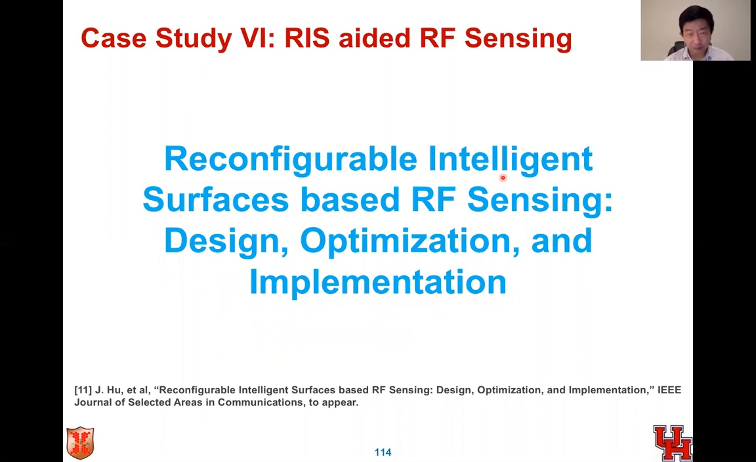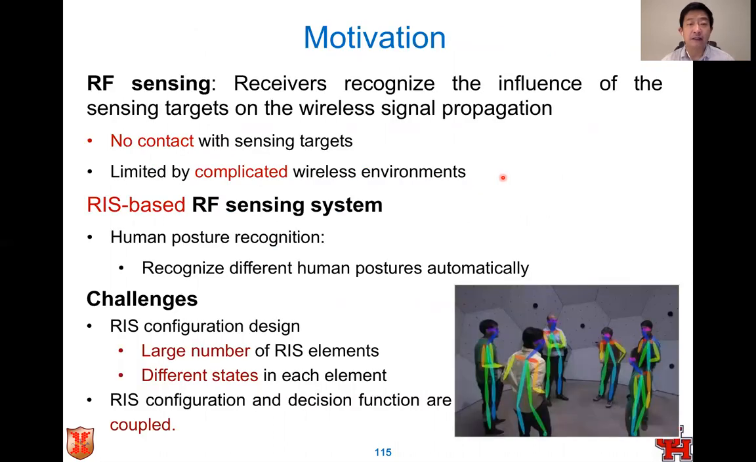So here is another work: RIS-based RF sensing, design, optimization and implementation. RF sensing recognizes the influence of the sensing target on the wireless signal propagation, and there is no contact with the sensing target. They have limited complicated wireless environment. And the RIS-based RF signal can do this kind of human posture recognition and recognize different human gestures automatically. The challenge is the RIS design. You need a large number of RIS elements and different states for different elements. And sometimes the decision variables are all coupled. So this is a kind of challenge.